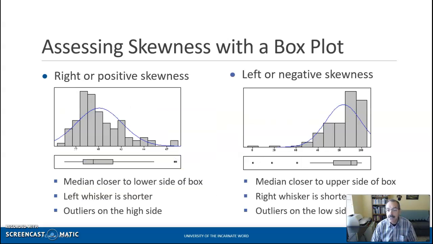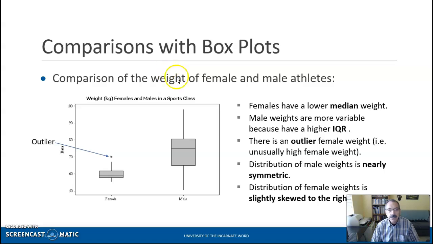All right, let's look at two examples. Here's the first example. In this case, we're comparing the weight of male and female athletes, and their weight is measured in kilograms. So the left graph corresponds to the females, and you can see that it's showing you the median weight. And on the right-hand side, we have the box for males. And you can tell right away that the median weight of the male athletes is much higher than the median weight of the female athletes.